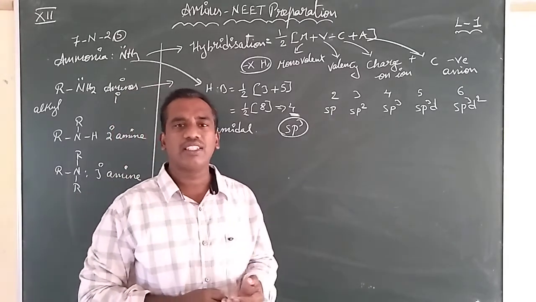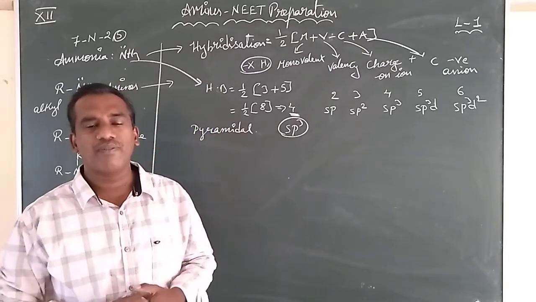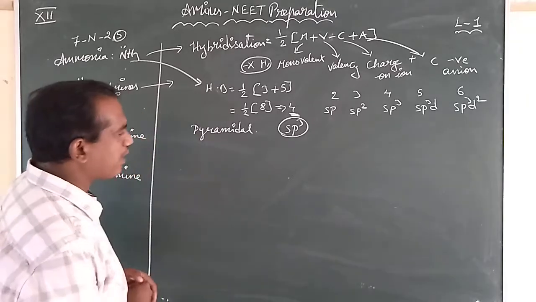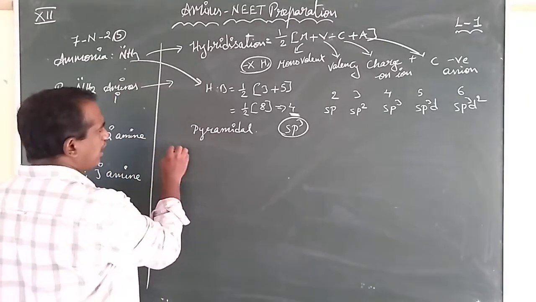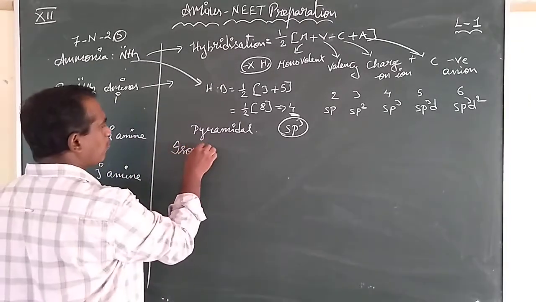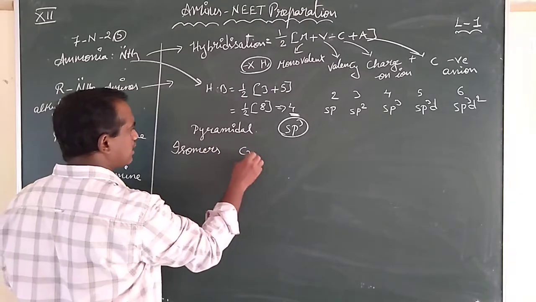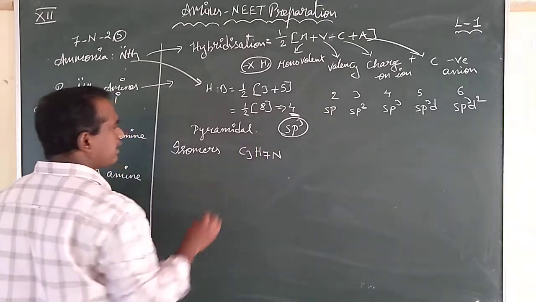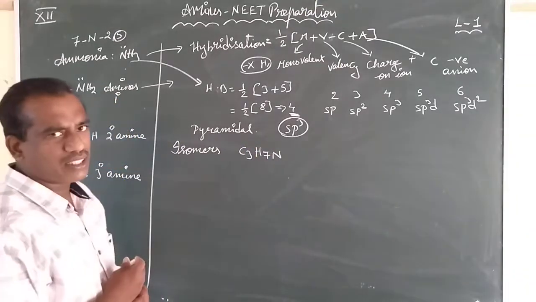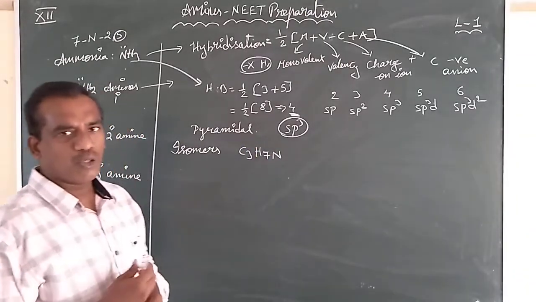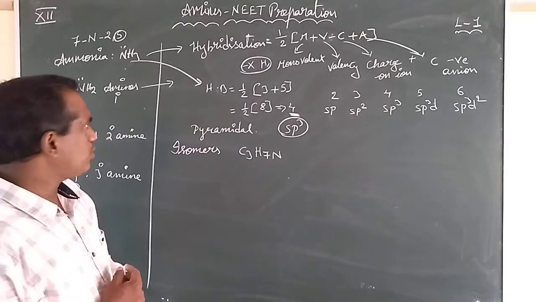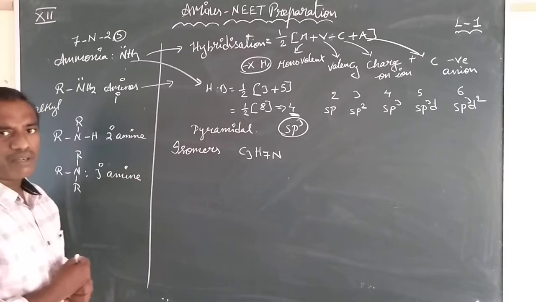Generally, these amines will exhibit some isomers. Amines will also exhibit some isomers. What are the isomers the amines can exhibit? For example, they may ask you what the isomers are that C3H7N is exhibiting. You people please remember, children. Here, C3 means how many carbons are there?